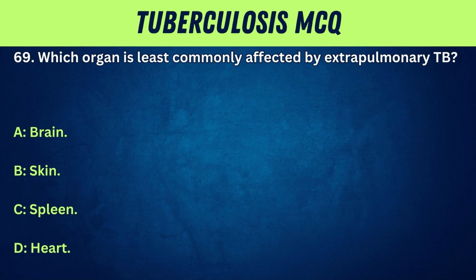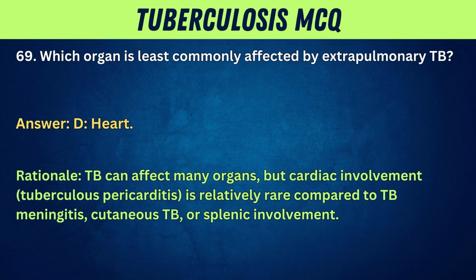69. Which organ is least commonly affected by extrapulmonary TB? A. Brain. B. Skin. C. Spleen. D. Heart. Answer: D. Heart. Rationale: TB can affect many organs, but cardiac involvement, tuberculous pericarditis, is relatively rare compared to TB meningitis, cutaneous TB, or splenic involvement.